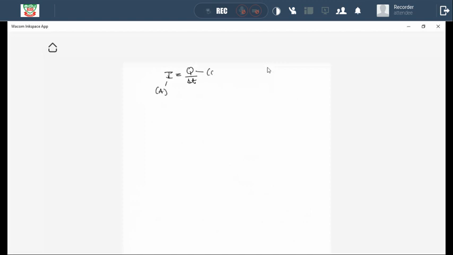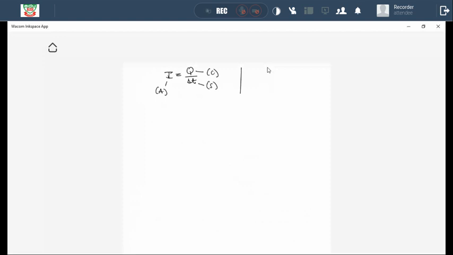I've already explained that current is measured in ampere, and charge is measured in coulombs, and time is measured in seconds. So from this formula, I think we can derive another unit for current. I'm sure I'm talking to science learners here who can appreciate what I'm going to do here.